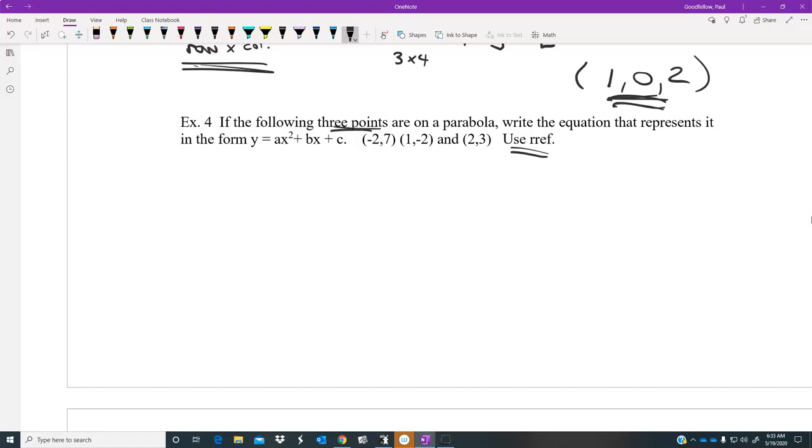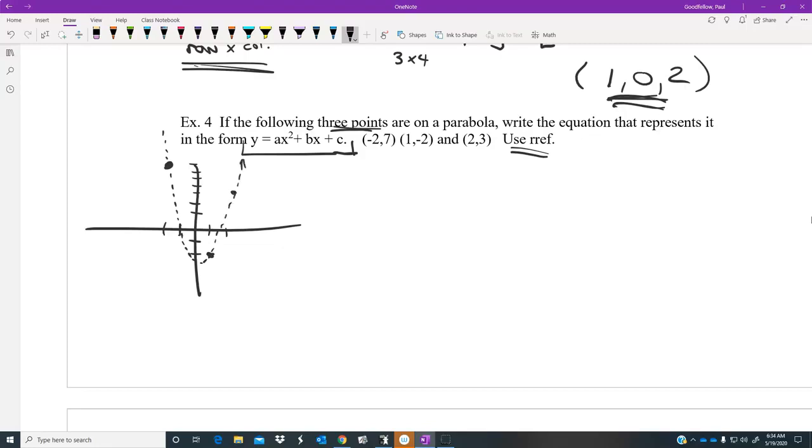It says the following are 3 points on a parabola, and it says write the equation that represents the form of the equation that they are. So let's think about what they're trying to say. We've got these three coordinates: -2 and 7, 1 and -2 down here, and 2 and 3. And somehow there's an equation that comes down here and hits all three of these points.